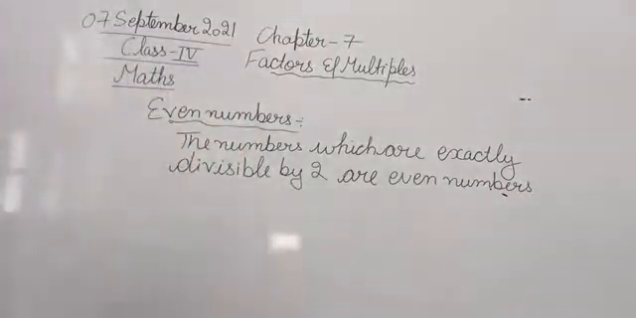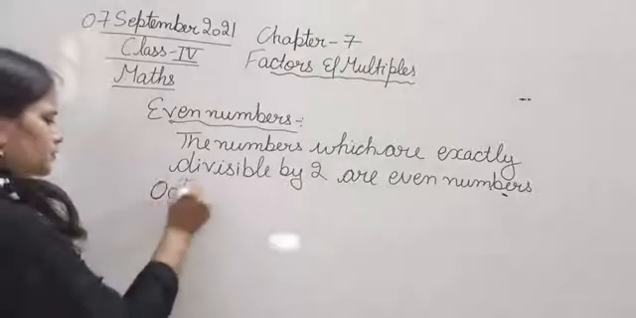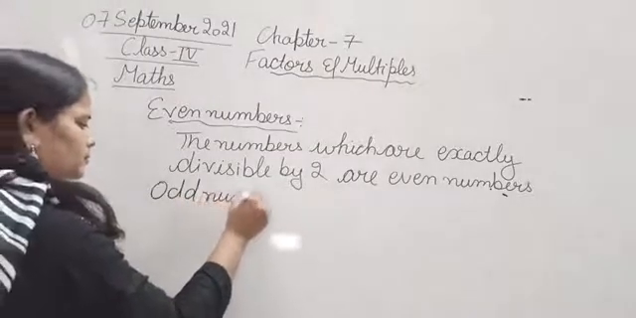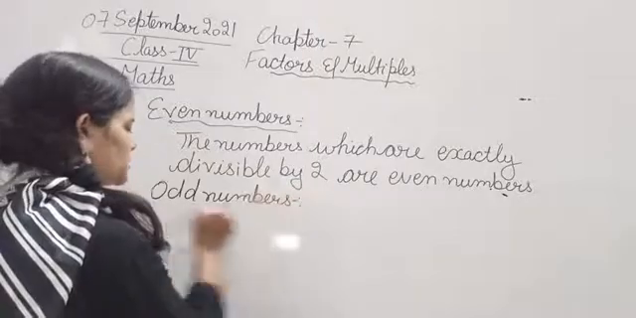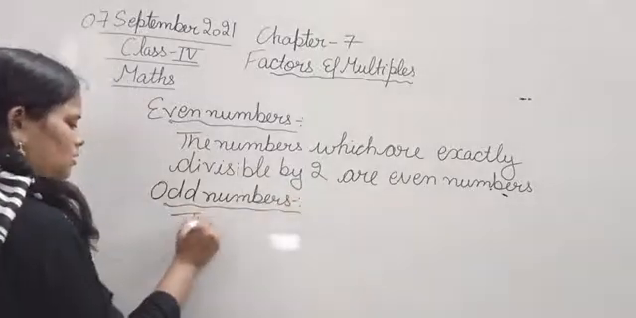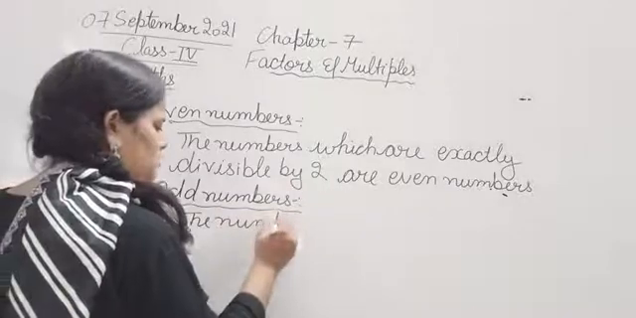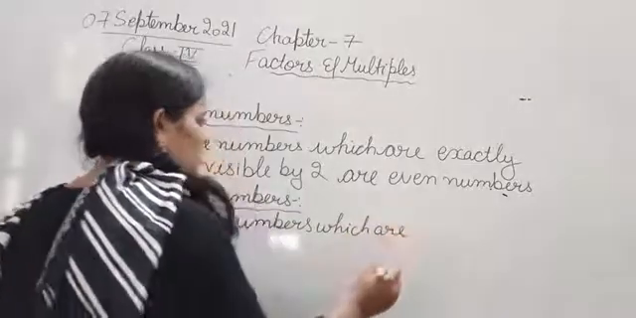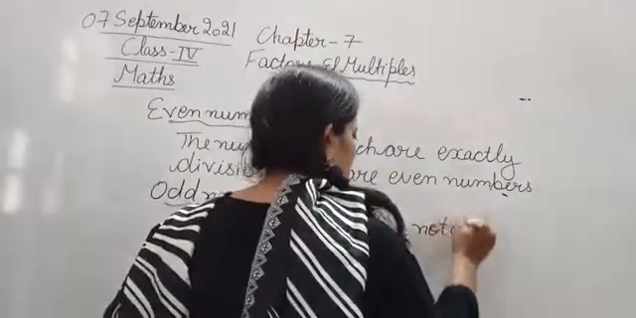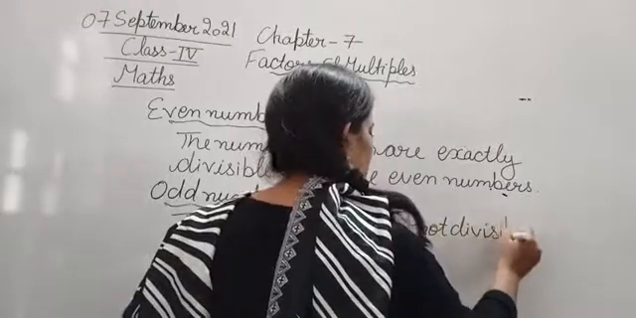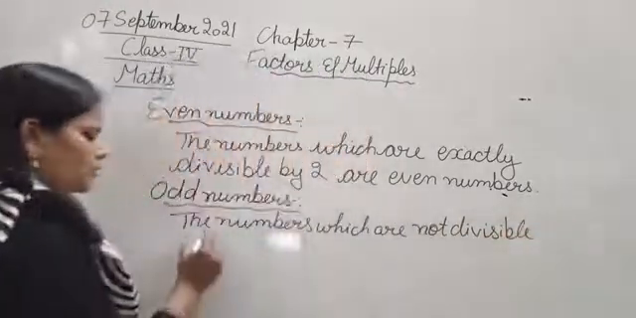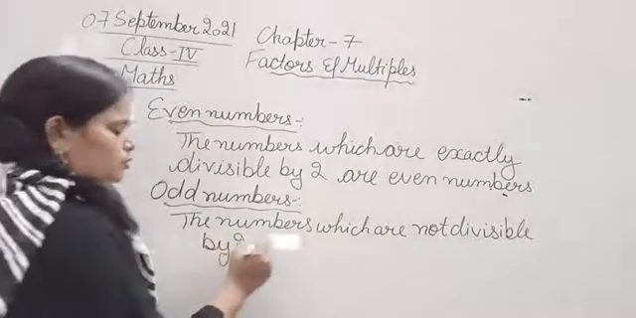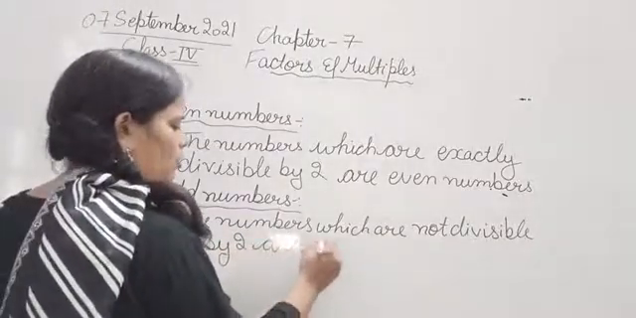Next is odd numbers. Okay, what are odd numbers? The numbers which are not divisible by 2 are odd numbers.